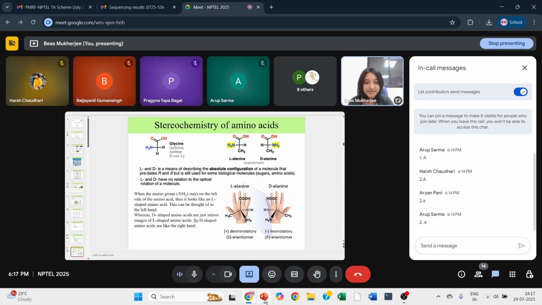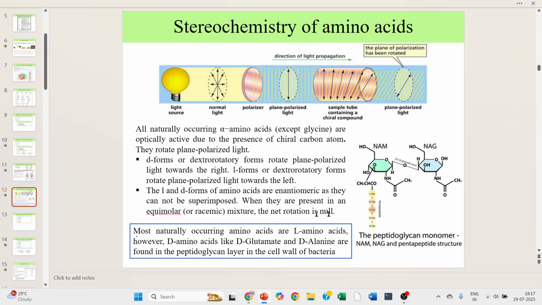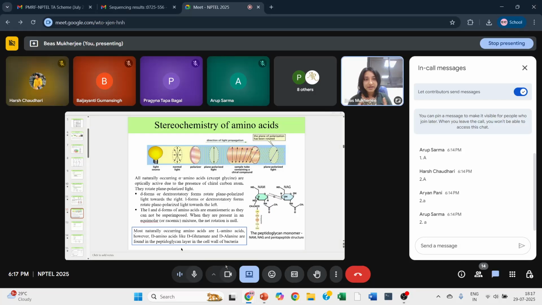Okay, so one example is shown here for you. See, this is what it looks like in the peptidoglycan layer in bacteria. So this pentapeptide chain is where these particular D amino acids are there. Now, what dextro and levo mean is explained here in better detail.